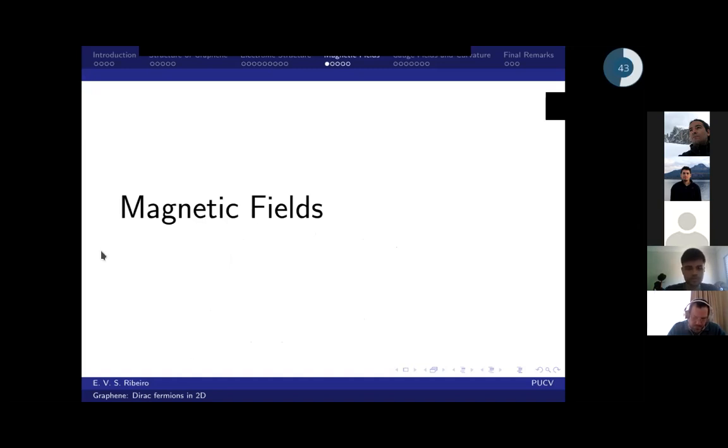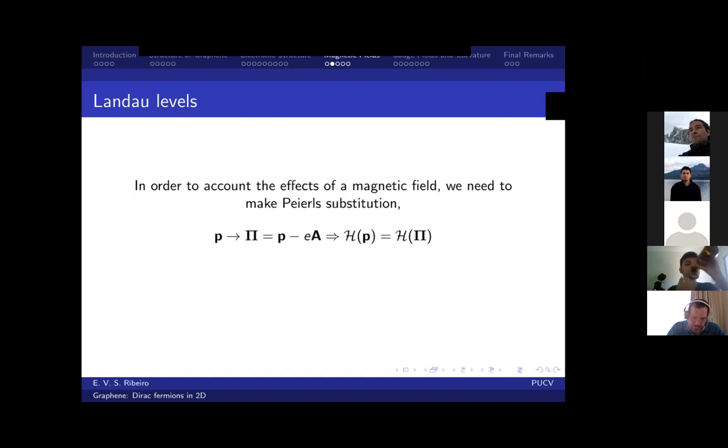So now I want to discuss what happens when you apply magnetic fields in graphene. Sorry. So in order to account for the effects of magnetic fields, we will need to make the Peierls substitution, which is the name of the minimal coupling for condensed matter systems. So basically, we will exchange our momentum, or in our case, our pseudo momentum, by the momentum minus the coupling with the vector potential.